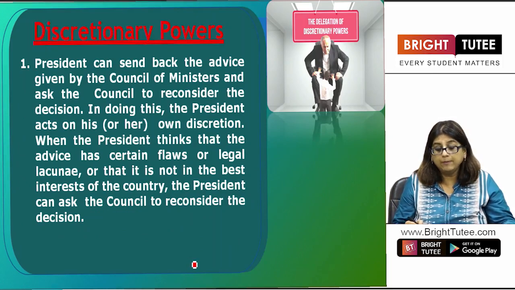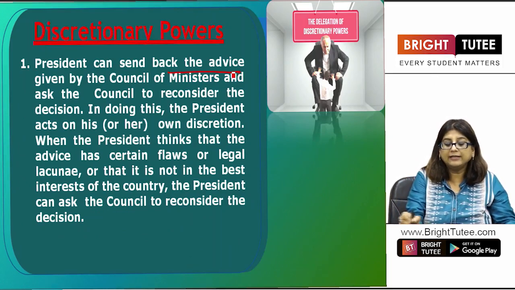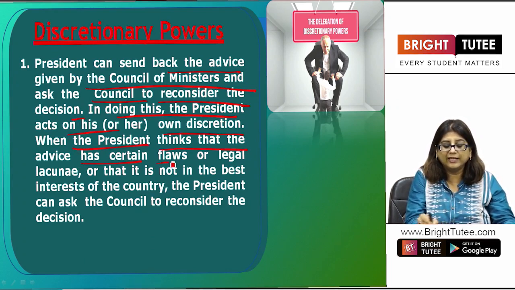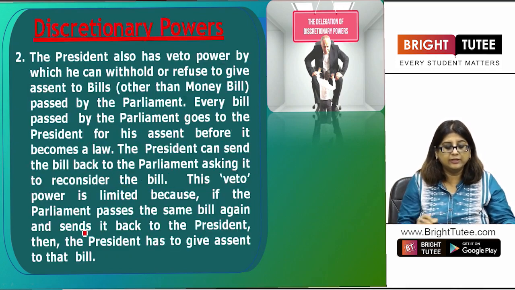Discretionary powers: very important powers. He can send back the advice given by the Council of Ministers and ask the Council to reconsider the decision. In doing so, the President acts on his or her own discretion when the President thinks that the advice has certain flaws or legal lacunae, or that it is not in the best interest of the country. The President can ask the Council to reconsider the decision.